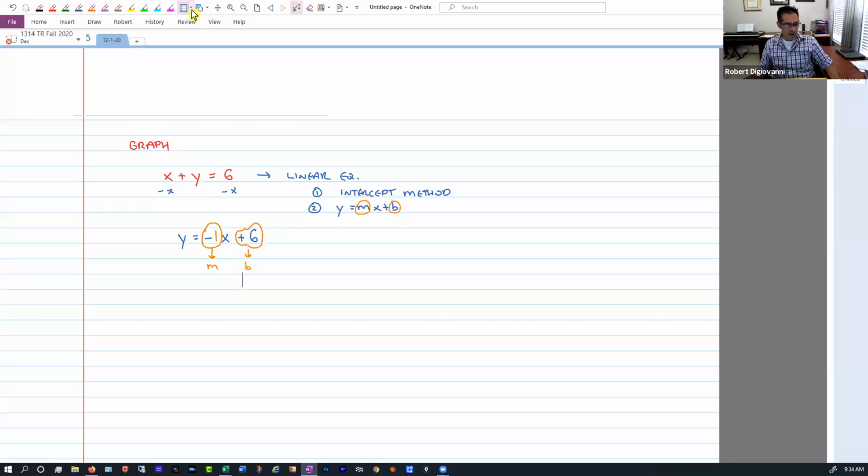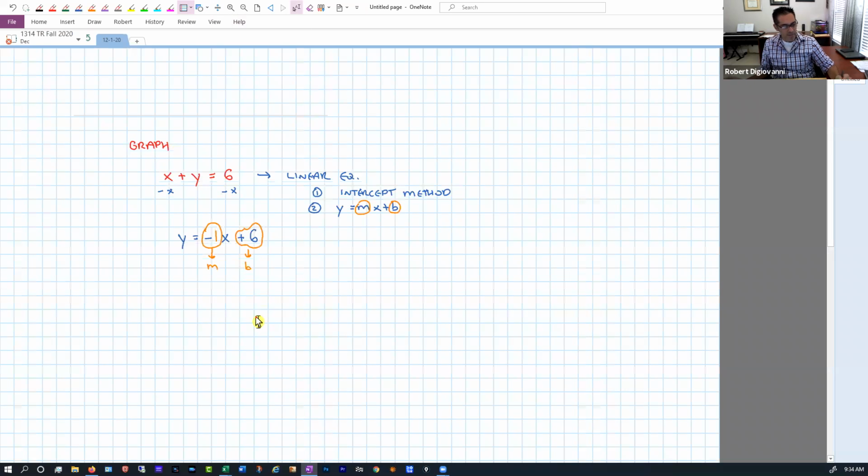Let me change my graph to graph paper here. What you would do now is come over here and draw this line. You start at the y-intercept of 6, so I go up 6: 1, 2, 3, 4, 5, 6. I put a point, and then my slope is negative 1. I have to write it as a fraction, so I put negative 1 over 1. This is my rise over my run.